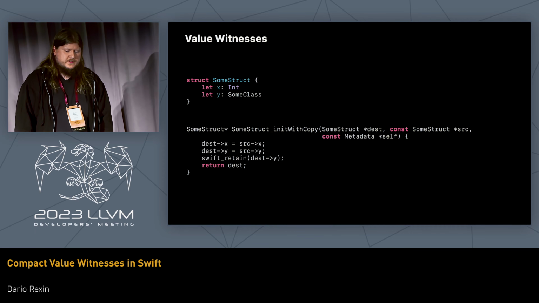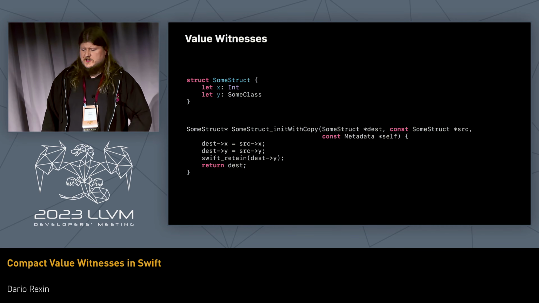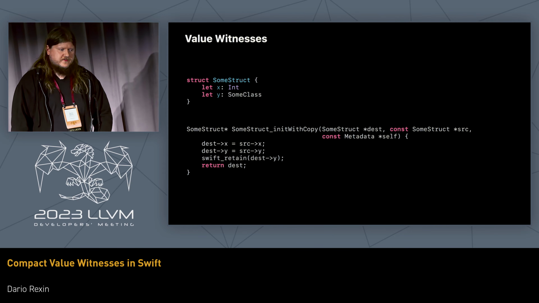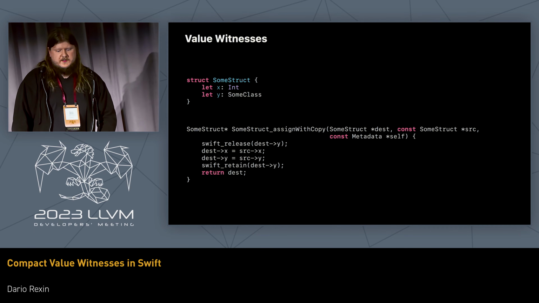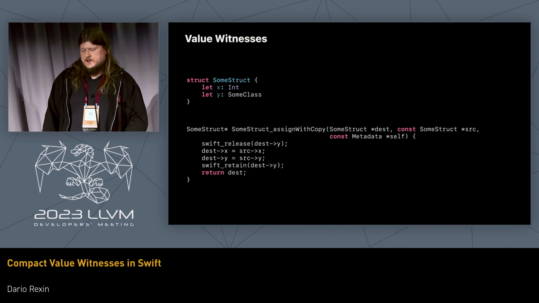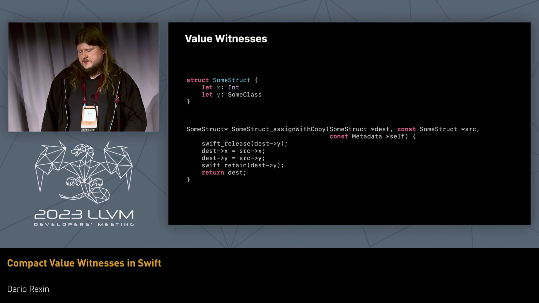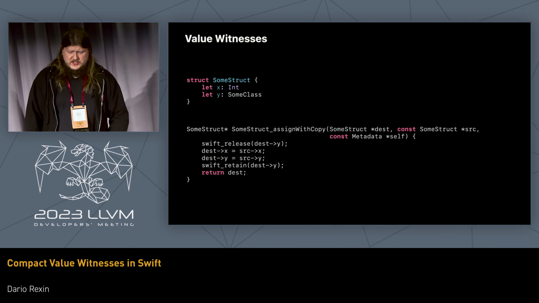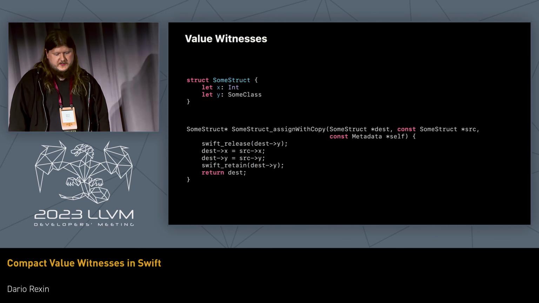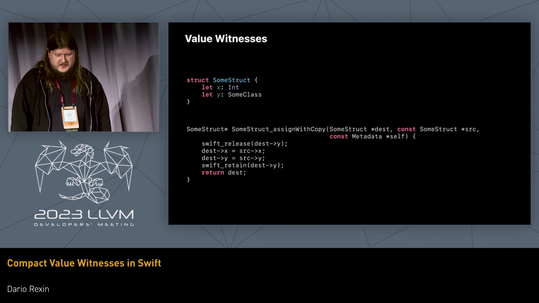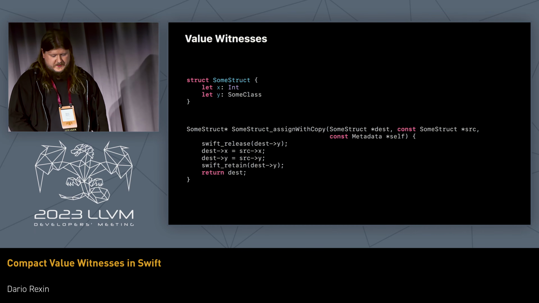The initializeWithCopy witness does a bit more. It copies both properties from the source into the destination and then increments the reference count of y. Assign with copy is basically a combination of destroy and initialize with copy. An assignment implies that the destination has previously been initialized, so we need to destroy the value it contains first. Just like in the destroy witness function, we do that by decrementing the reference count of y. Then both properties are copied into the destination and the reference count of the new y gets incremented.